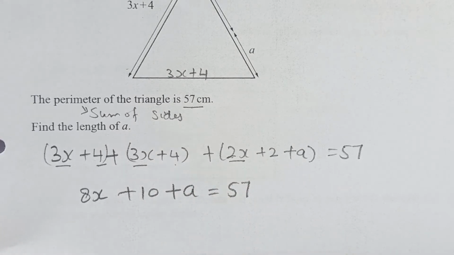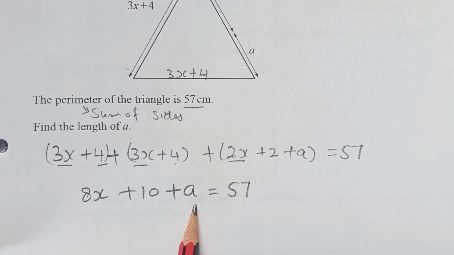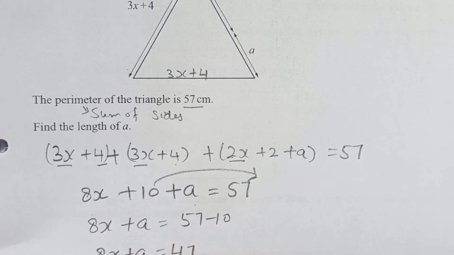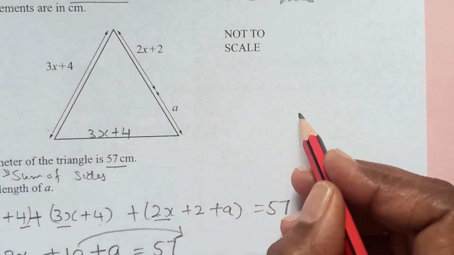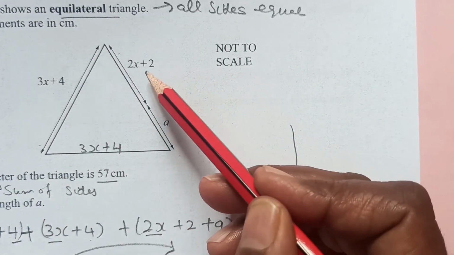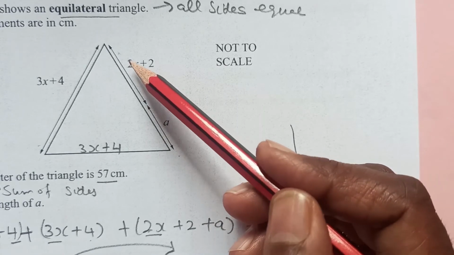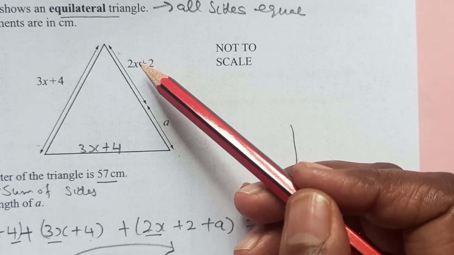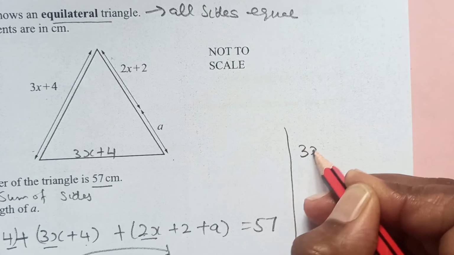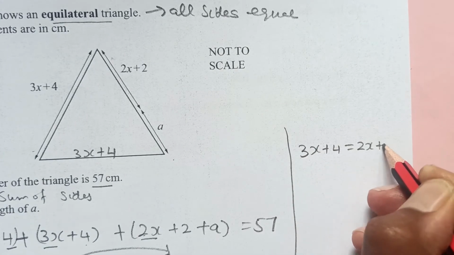Now if you see, we have two variables here, we have x and we have a, so we cannot calculate the value of a from here. So let's shift 10 to the other side, 57 minus 10, so 8x plus a equals 47. So we have this one equation. Now let's see what other information we have here. From here, if you see, this side and this side are equal, right? So from here we can find out the value of, I think, a. Let's see. So we have 3x plus 4, this is equal to 2x plus 2 plus a.